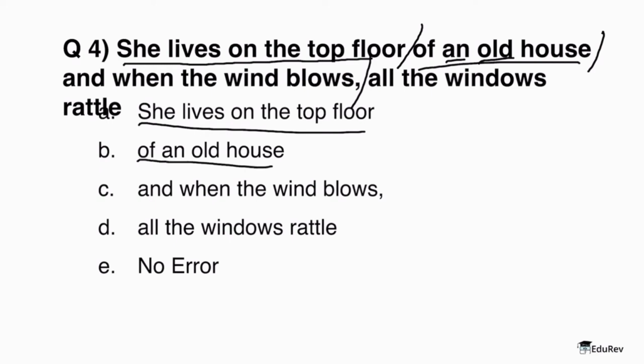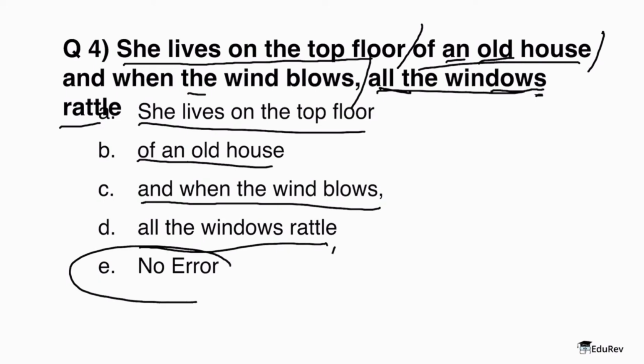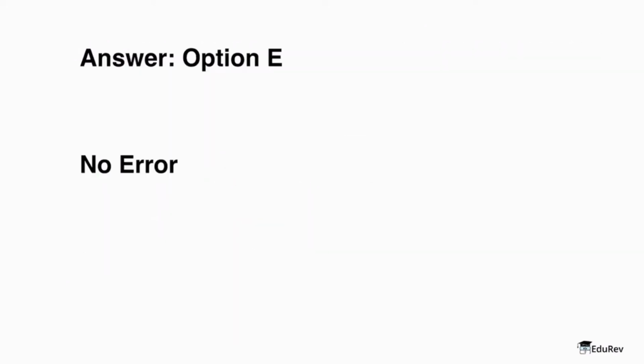And when the wind blows. And when the wind blows, using the word the before wind seems correct. All the windows rattle. So all it is saying that whenever the wind blows, all the windows in the house rattle. This again seems correct because we're talking about all of them. So that is why we are using S here. So it's perfect. So overall, there is no error in this particular statement. So the answer here is no error. Option E.